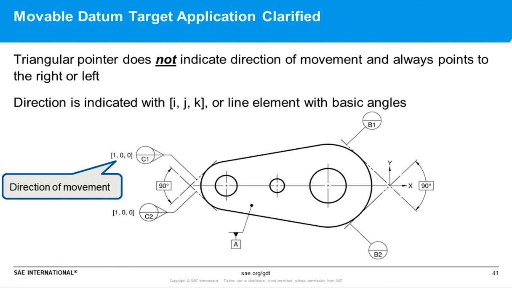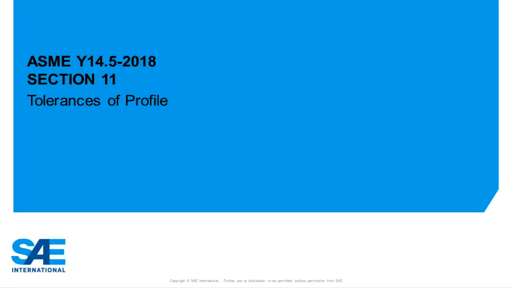But now they gave us guidance, as in this case we see here, we could use IJK vector direction indicators to identify direction of movement. Or in a 3D model, for instance, you could use supplemental geometry like a line element that would identify direction. So that was section 7.